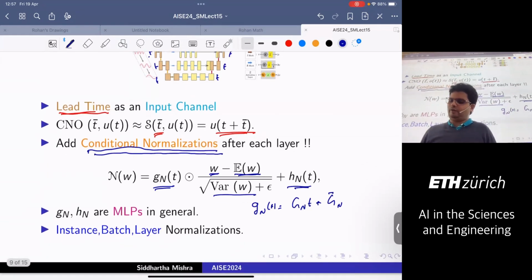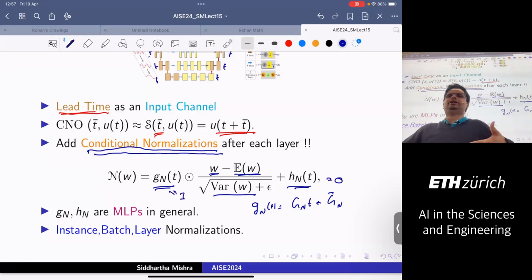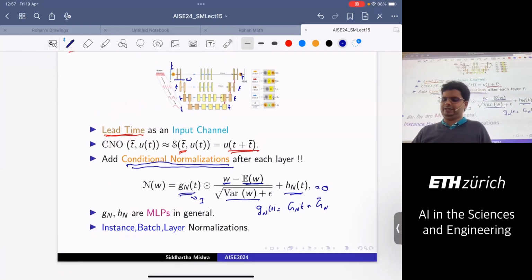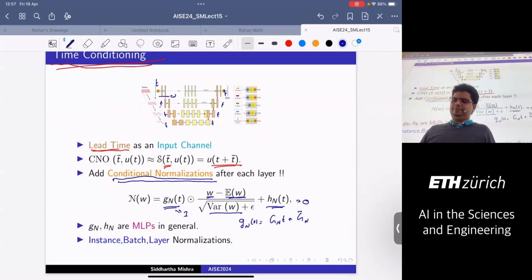It's obvious how you initialize it, because this one should be close to 1 and this one should be 0 at initialization. But of course, these are learnable mappings, so they are going to learn the effect of time for this particular layer at this particular input. So this is roughly the idea. You give time as some sort of a conditioner, so that you condition the output of your model on the time.